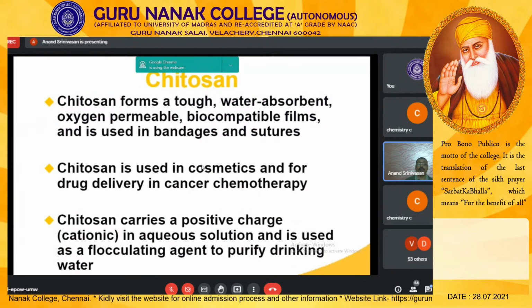Chitosan forms tough, water absorbent, oxygen permeable, biocompatible films, and is used in bandages and sutures. It is also used in cosmetics and for drug delivery in cancer chemotherapy. It carries a positive charge in aqueous solution and is used as a flocculating agent. A flocculating agent is used for water treatment, where the impure substances can be trapped by means of it. So one of them is based on chitosan.